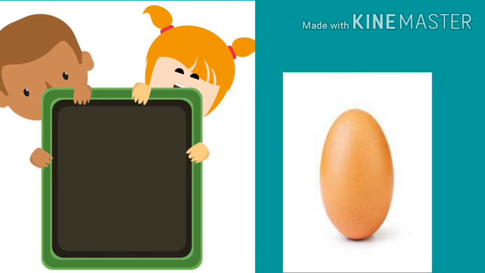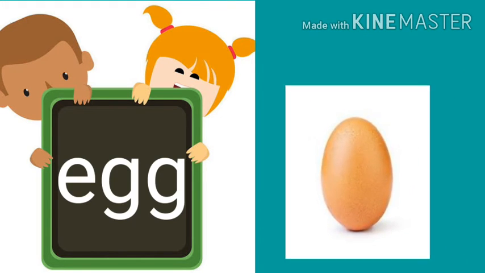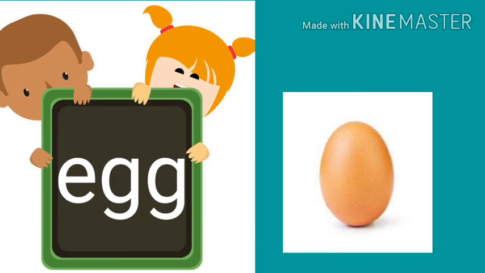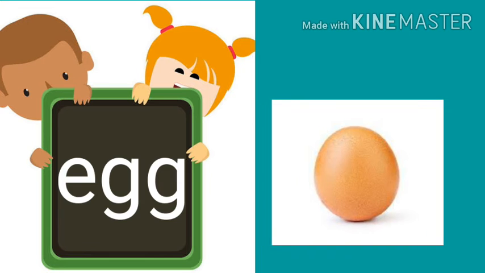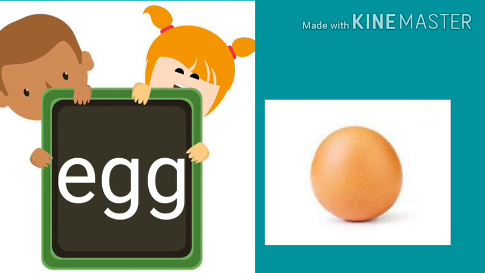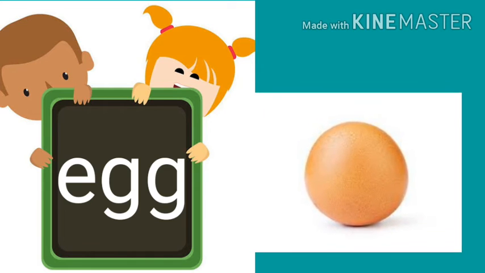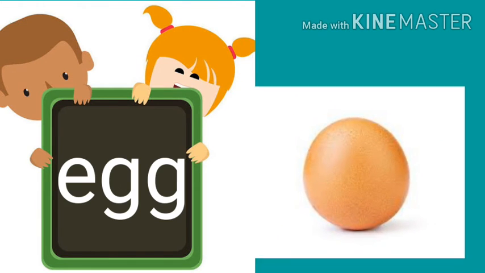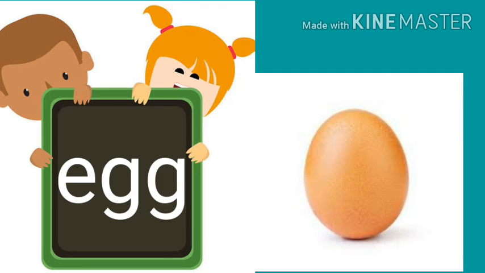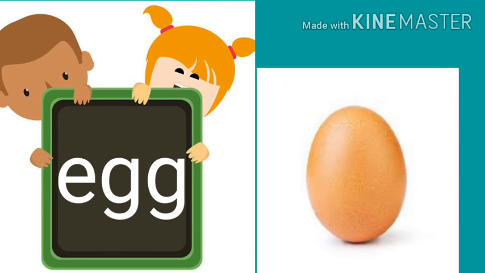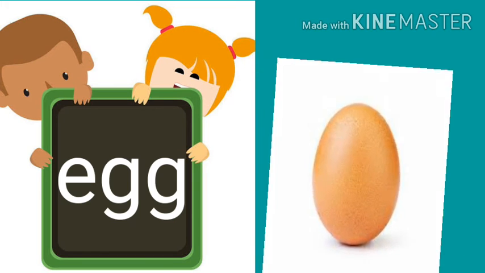What can you see here? Do you know? This is an egg. What is this? It is an egg. Egg has a sound. So spell with me. E, g, egg. E, g, egg.